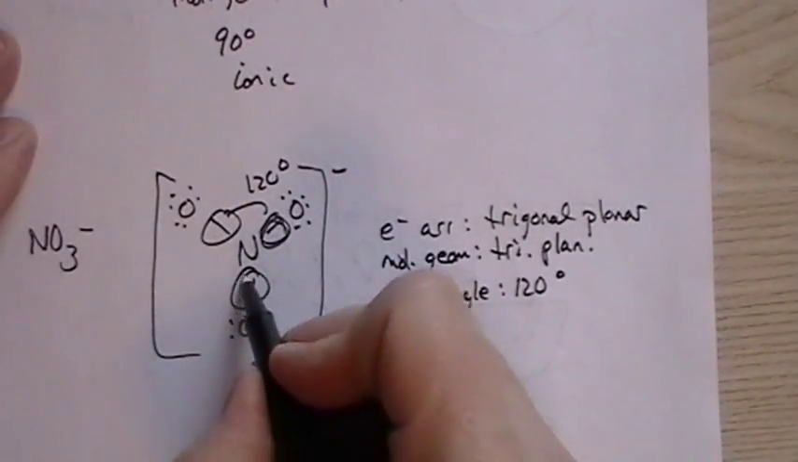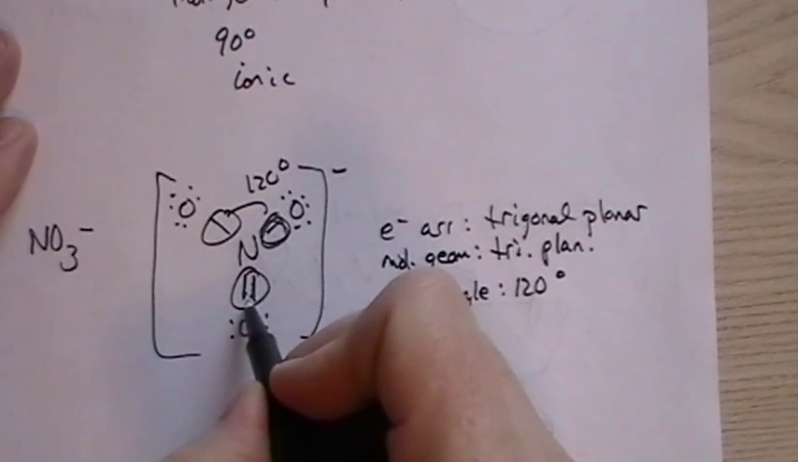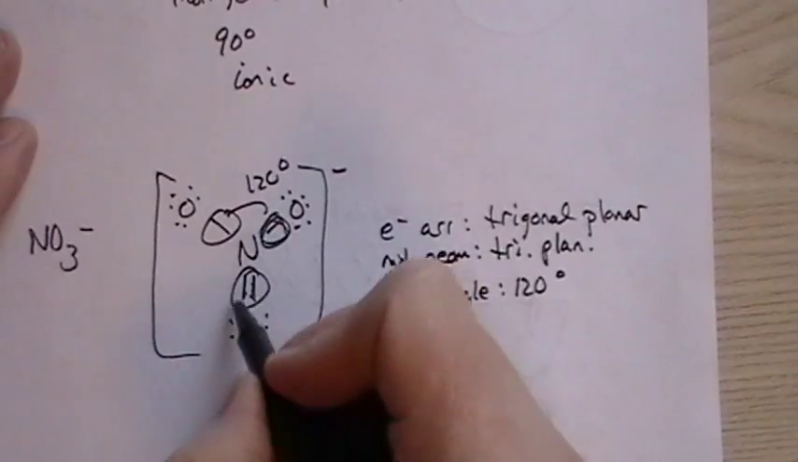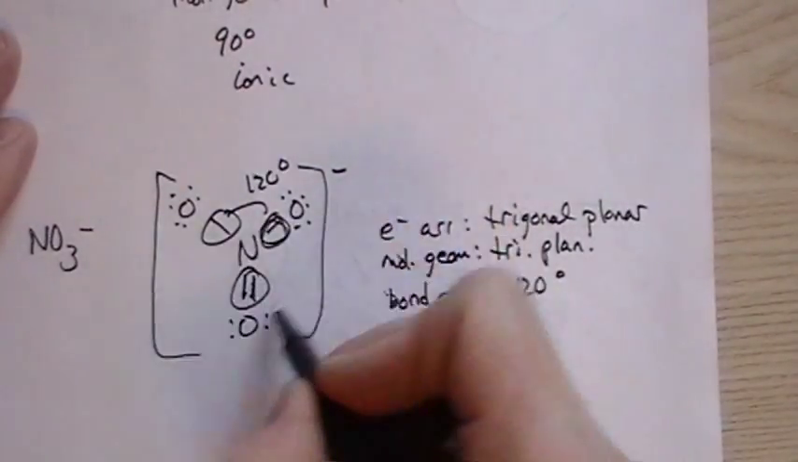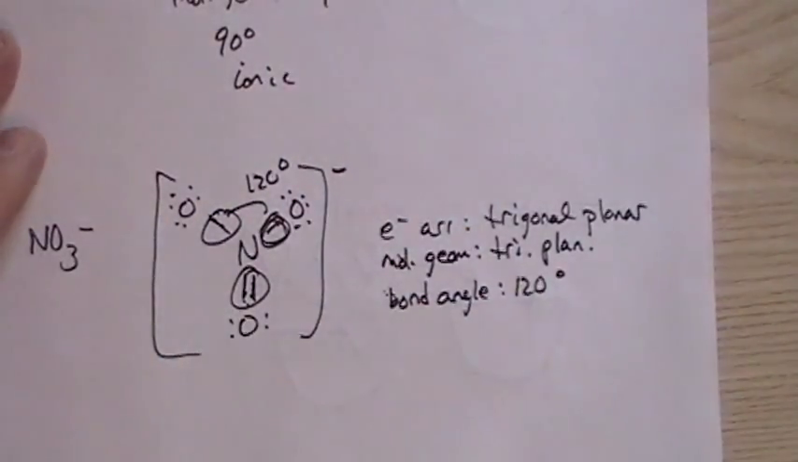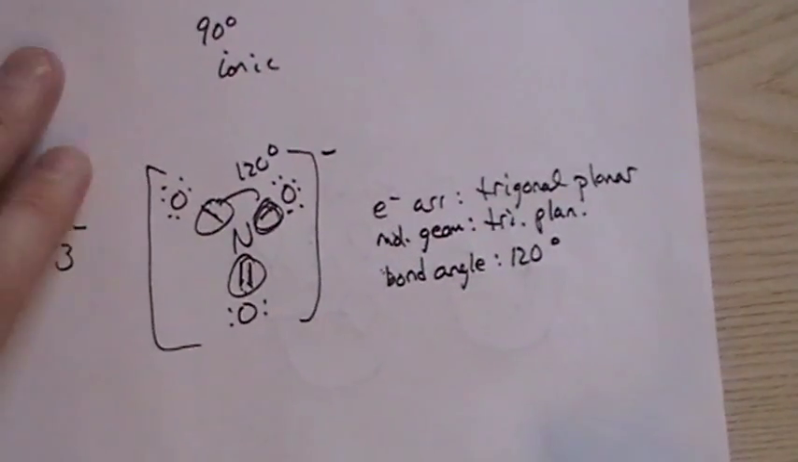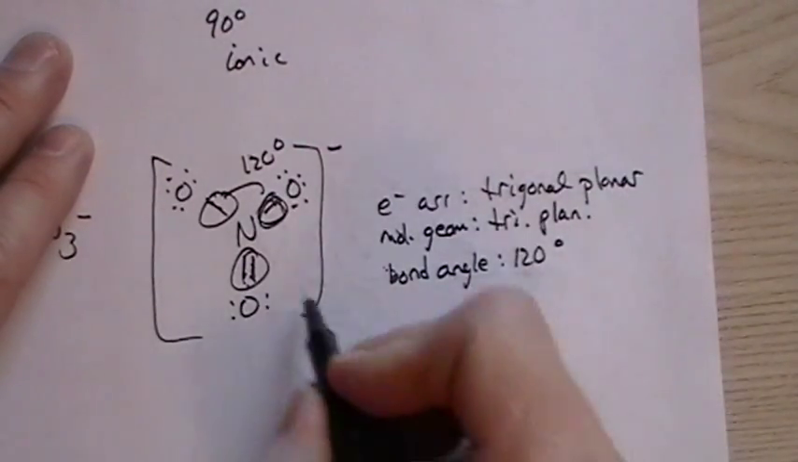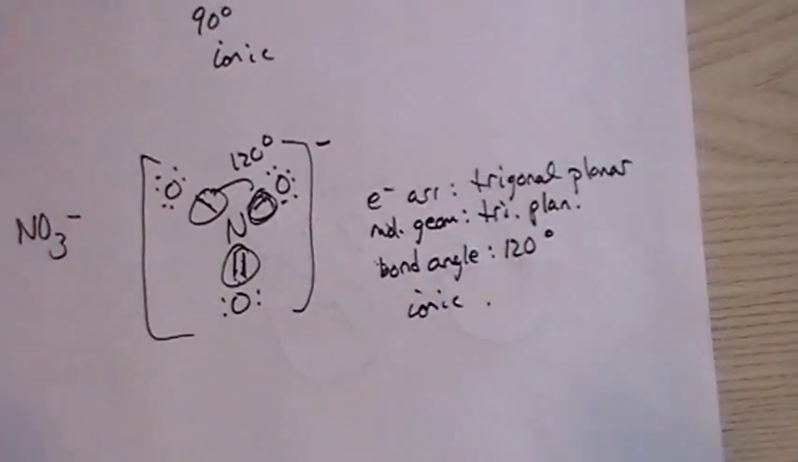Now, if this double bond were stuck in one position, sometimes when we have a double bond, it will take up more room and push down on the bond. But since this is a resonance structure, each of these has that double bond around it a third of the time. So the average bond angle is 120, and then this would be ionic again.